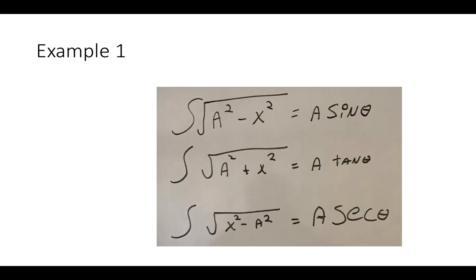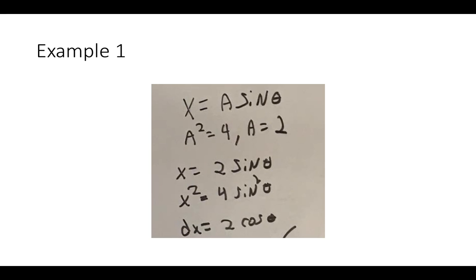So what's the next step? Let's put our values in for a sine theta. So x is equal to a sine theta. That means that a squared is equal to 4, and if we take the square root on both sides, a is equal to 2, right? So now we input 2 for a, and we're at x is equal to 2 sine theta.